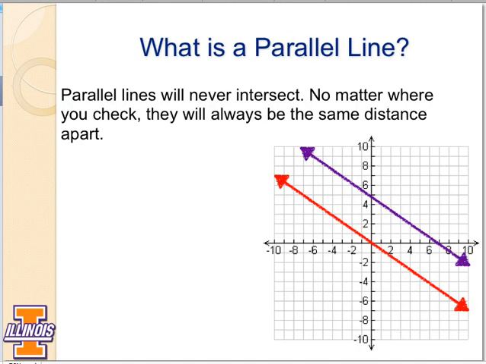Let's first look at parallel lines. What is a parallel line? Parallel lines are lines that will never intersect. No matter how far you go on the graph, no matter where you check, they will always be the same distance apart. So we've got two parallel lines here. We've got a purple and a red.